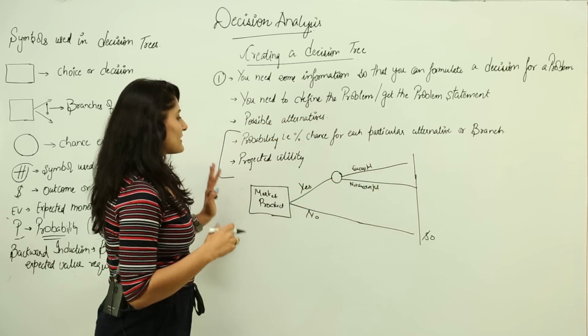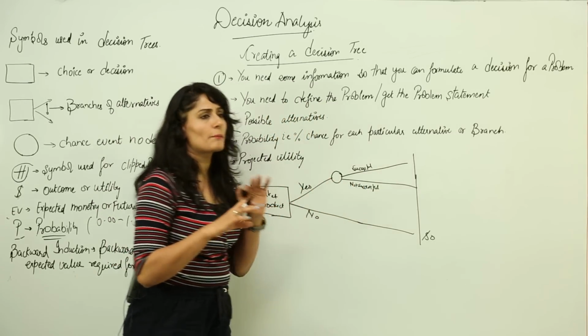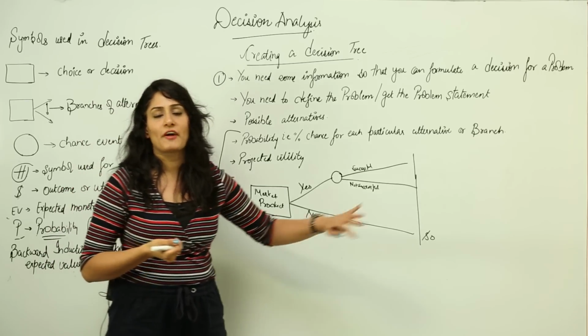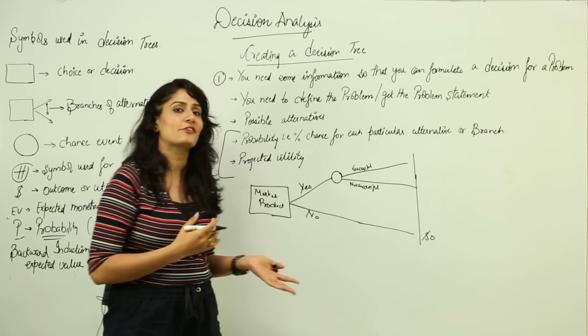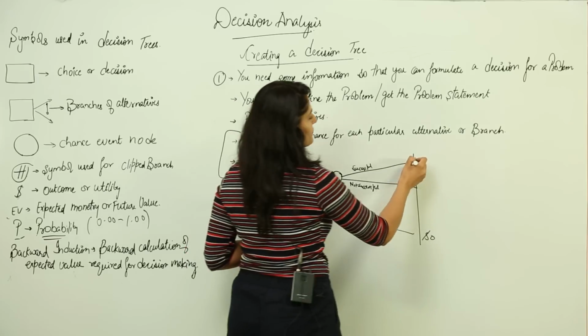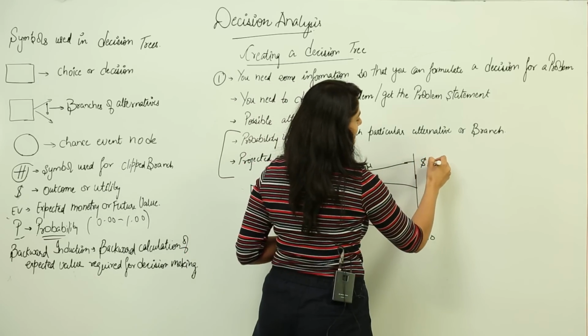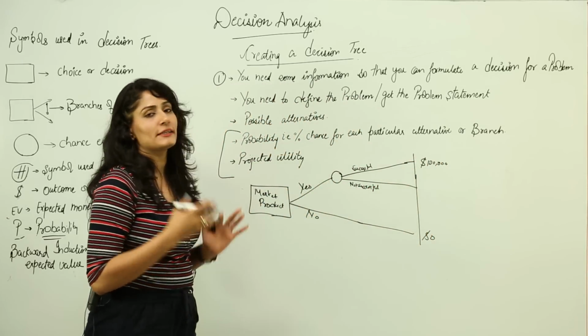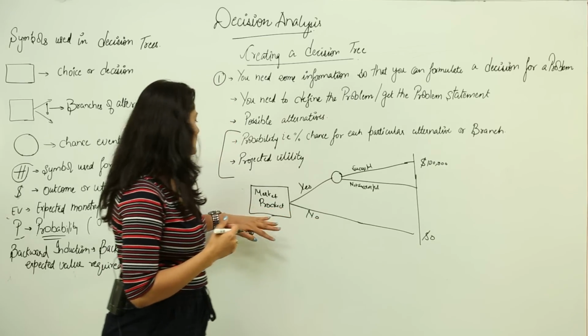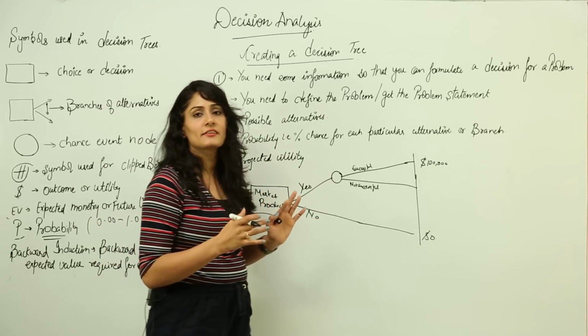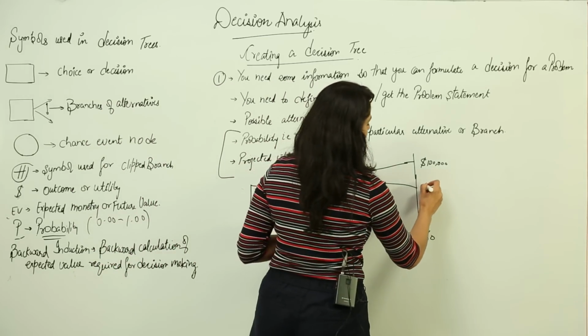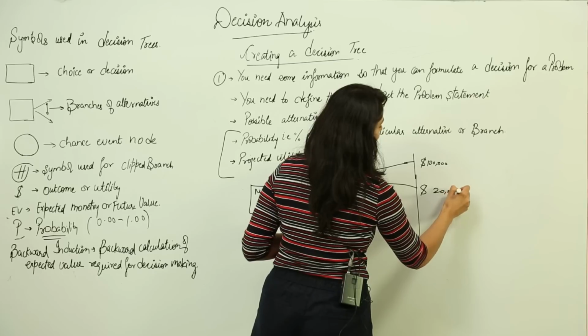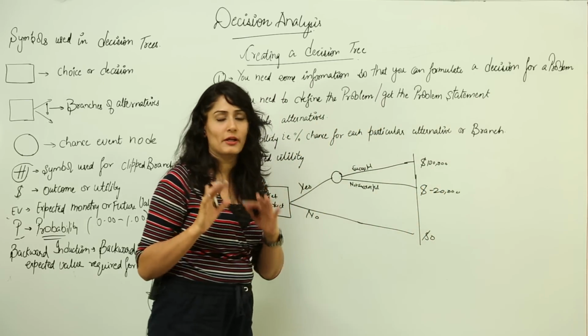So when I say successful or not successful, my marketing manager tells me that if this launch is successful, my expected value would be $100,000. And he also tells me that in case this product sinks, then I would be losing $20,000, and it would be in minus because that's my loss.